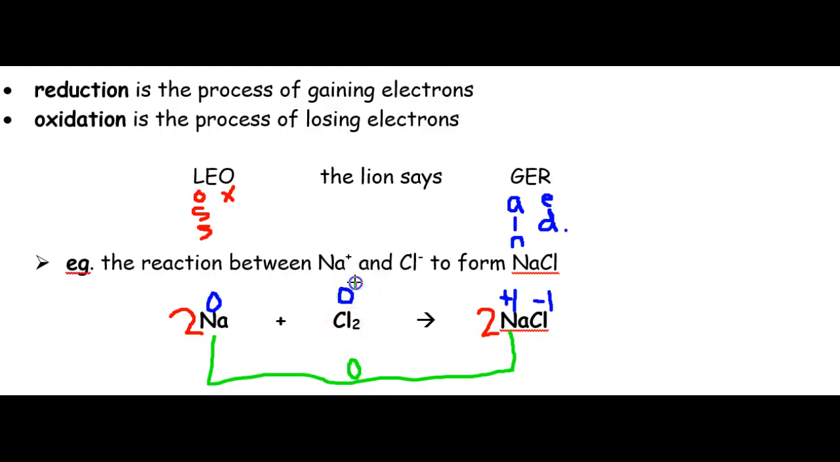And my chlorine I can see has a charge of 0, and then it becomes something with a charge of -1. And that's because it gained electrons. It was reduced. Okay, so I guess the reduction part comes from the fact that the charge is actually what's being reduced. Going from a 0 to a -1 charge, its charge has been reduced.